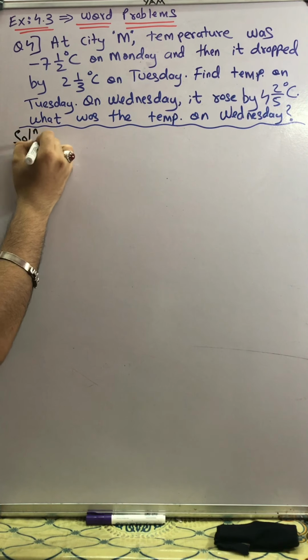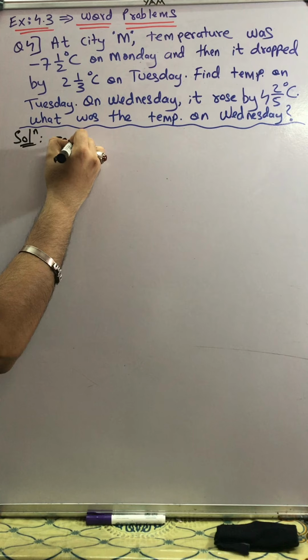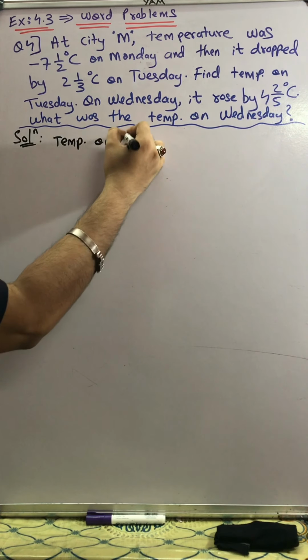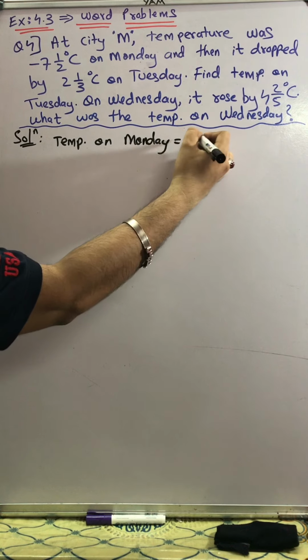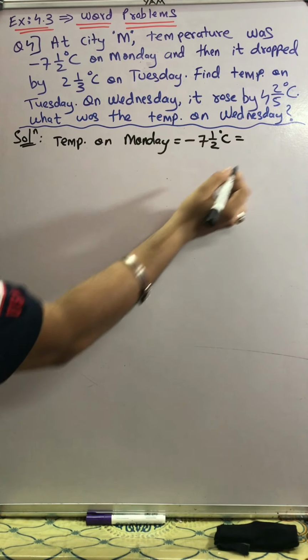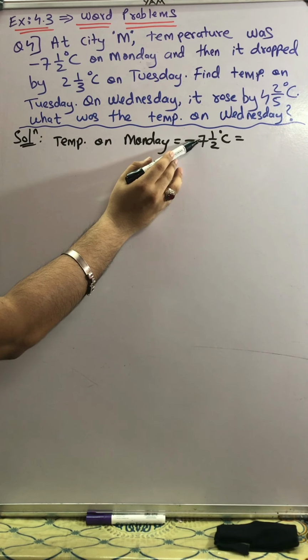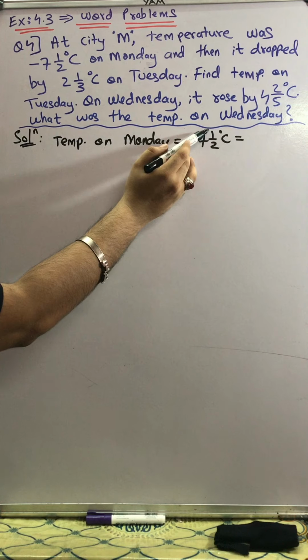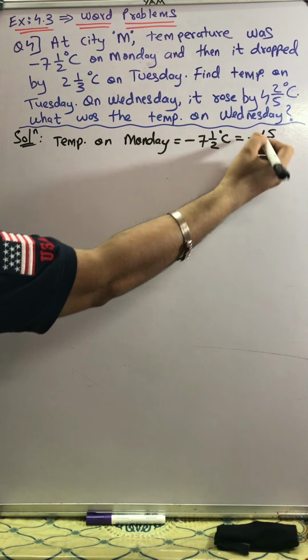Solution. Temperature on Monday is how much? -7 1/2 degrees Celsius. Can I say it's a mixed fraction? So 7 twos are 14, 14 plus 1 is 15. So I'll write here 15 upon 2. Then I'll copy this minus.